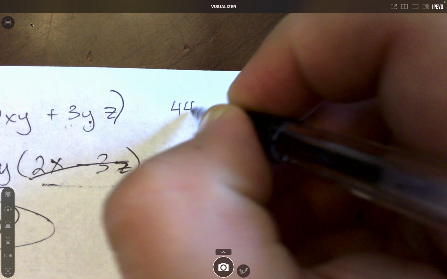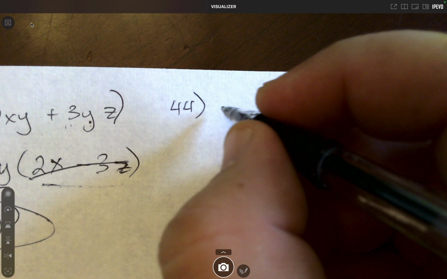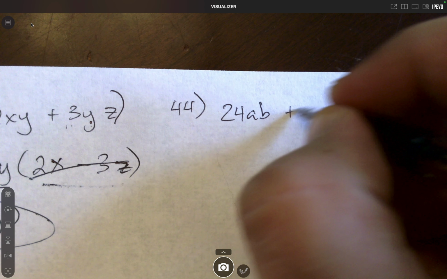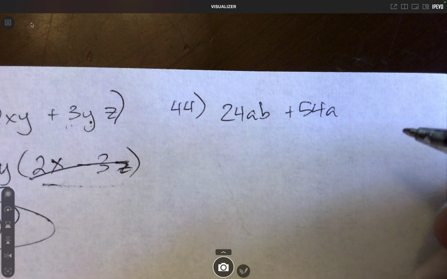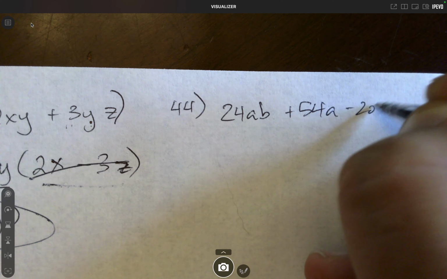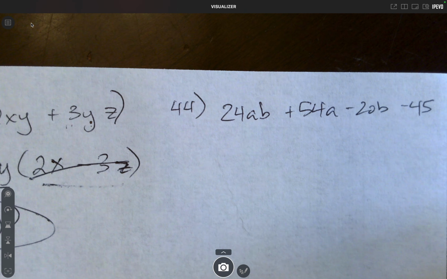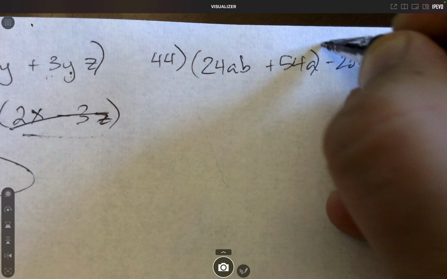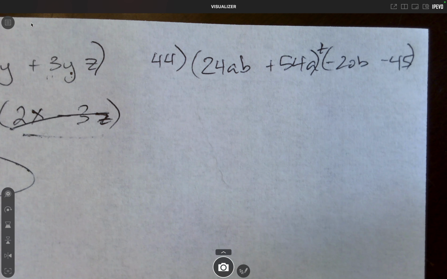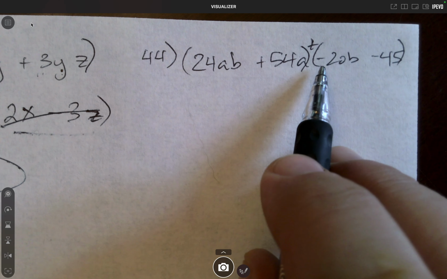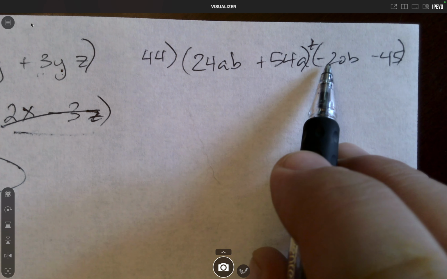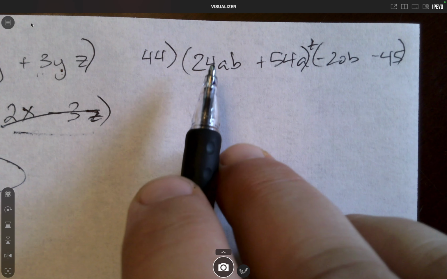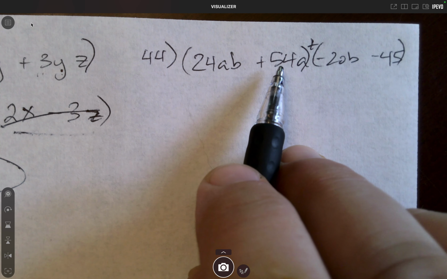Okay, 44 is 24ab plus 54a minus 20b minus 45. So we'll pair them up again. I'm going to put a plus here and put those both in parentheses because we want to do that anytime there's a negative out front. So we got to think, what's the biggest number that would go into both 24 and 54?